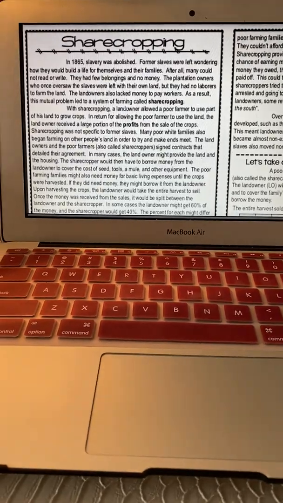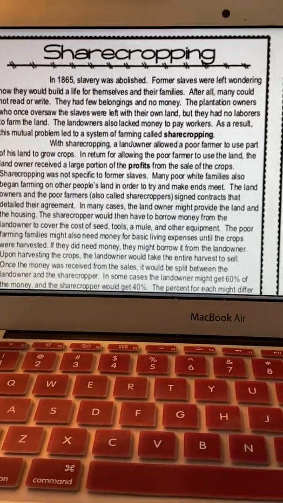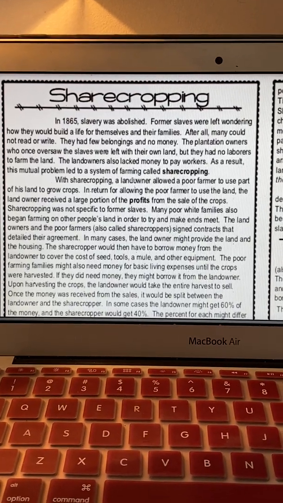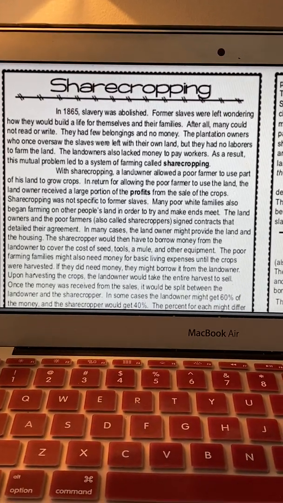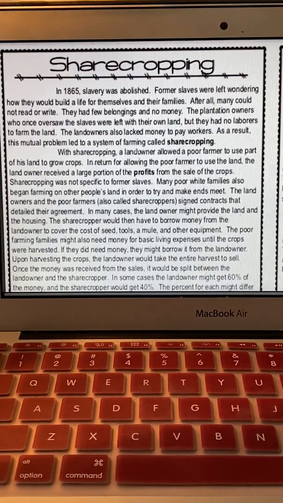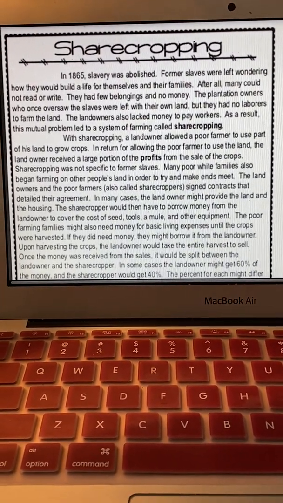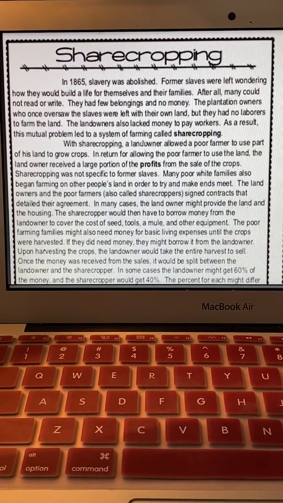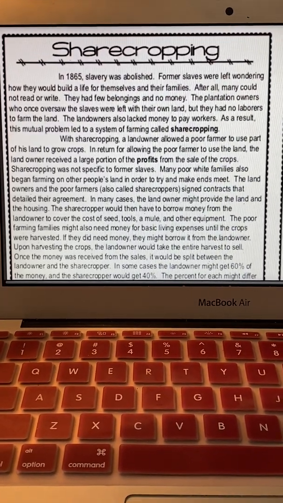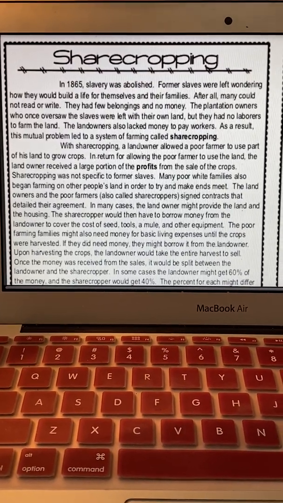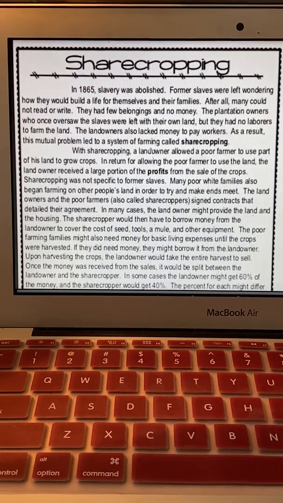So here we go. In 1865, slavery was abolished. Former slaves were left wondering how they would build a life for themselves and their family. After all, many could not read or write. They had few belongings and no money. The plantation owners had to farm the land. The landowners also lacked money to pay workers. As a result, this mutual problem led to a system of farming called sharecropping.